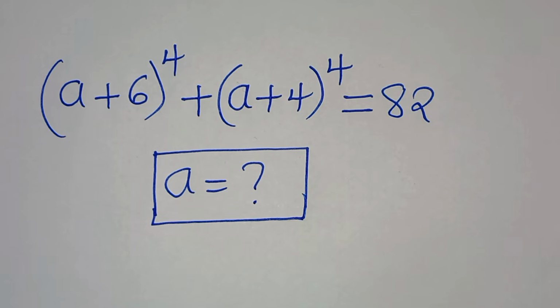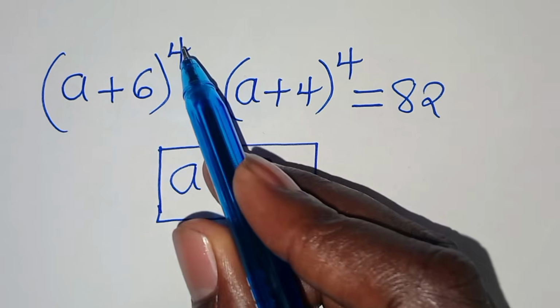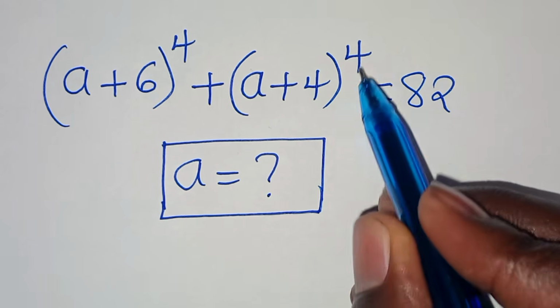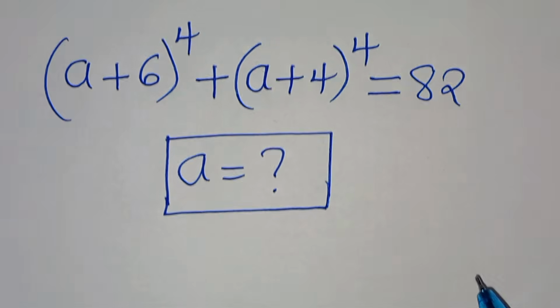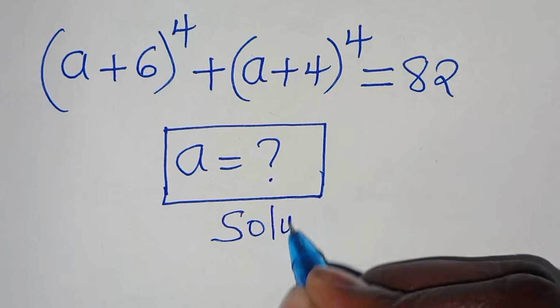Hello everyone, you're welcome to solve this nice math problem, which is (a+6)^4 + (a+4)^4. This is equal to 82. So what is the value of a? Now let's provide a solution from here.